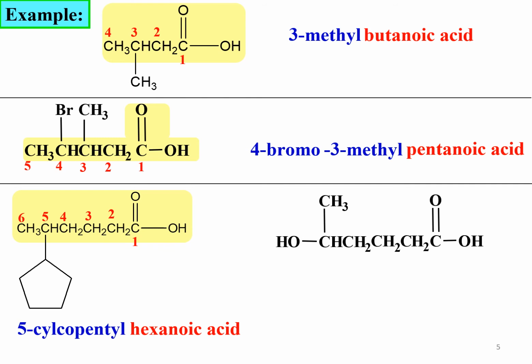We continue with the last example here. So we have the longest continuous carbon chain. So this is the longest. Start numbering from the carbon of COOH: 1, 2, 3, 4, 5, 6. So it's called hexanoic acid as a parent. Then you have a hydroxyl group at carbon 5. So it's called 5-hydroxyhexanoic acid.